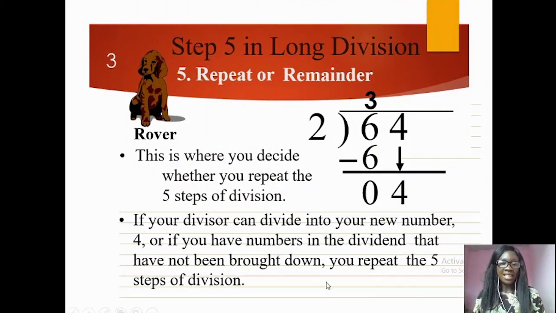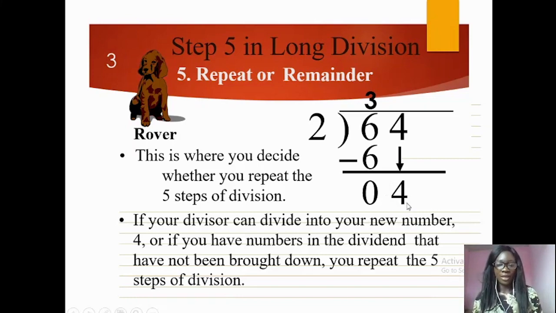Okay, so this is where you decide whether you repeat the 5 steps of division or not. So since we are still having a number here, if your divisor can divide into your new number, which is 4, or if you have numbers in the dividend that have not been brought down, then you repeat the 5 steps again. What do I mean by that? Now you're seeing that we are having here 4, right? So we are not done. We can't just leave this like that. It's looking very dirty. So we need to what? Repeat the step again until we have what?